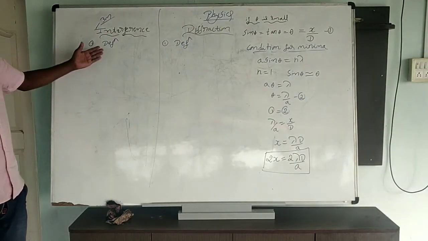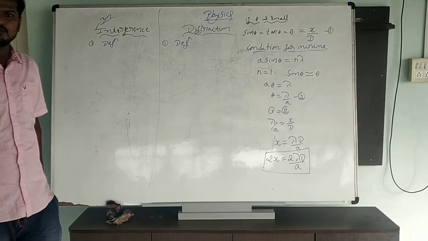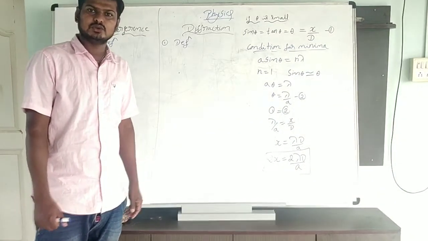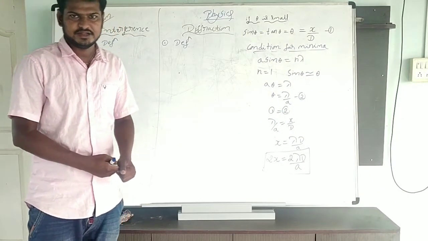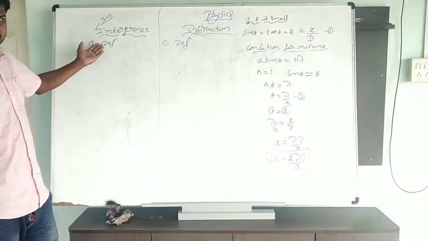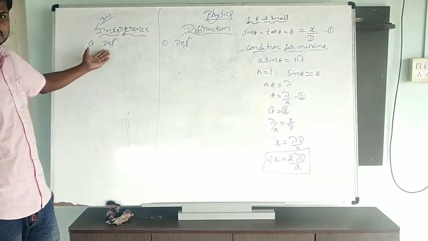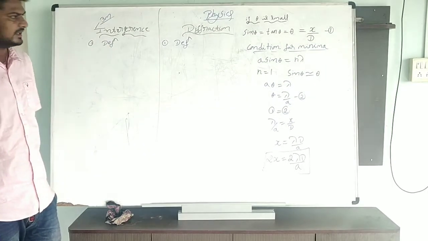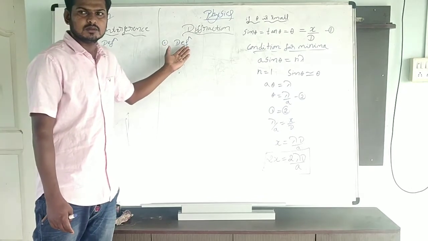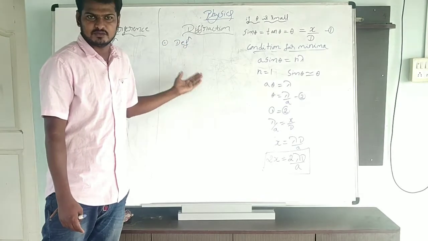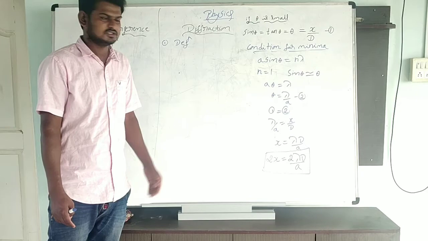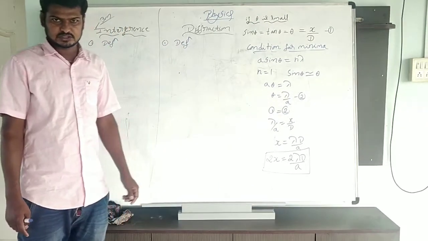Now interference means the modification in the redistribution of light energy due to the superposition of 2 or more light waves. Here we can write the phenomenon of bending of light, bending of light at the sharp edges of an obstacle.